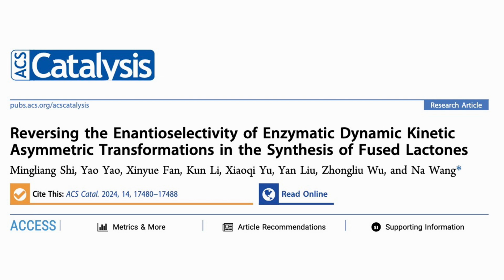Today I would like to introduce a paper published in ACS Catalysis. The name is Reversing the Enantiomeric Selectivity of Enzymatic Dynamic Kinetic Asymmetric Transformation in the Synthesis of Fused Lactones. This research group is at Sichuan University.